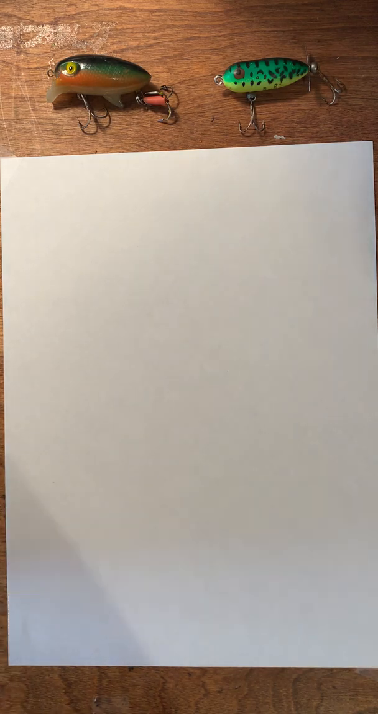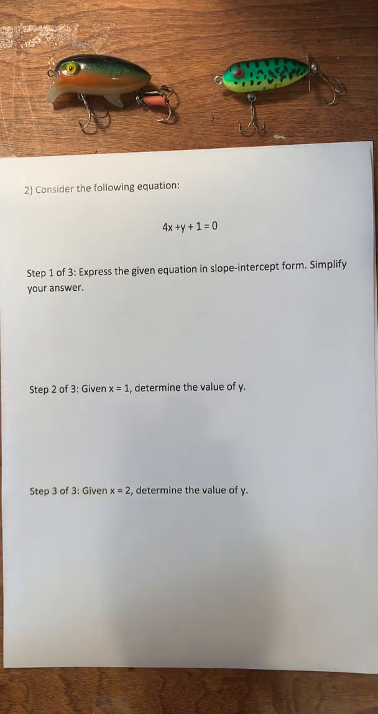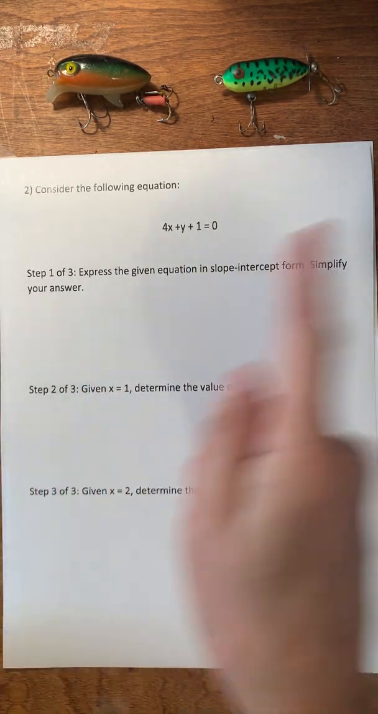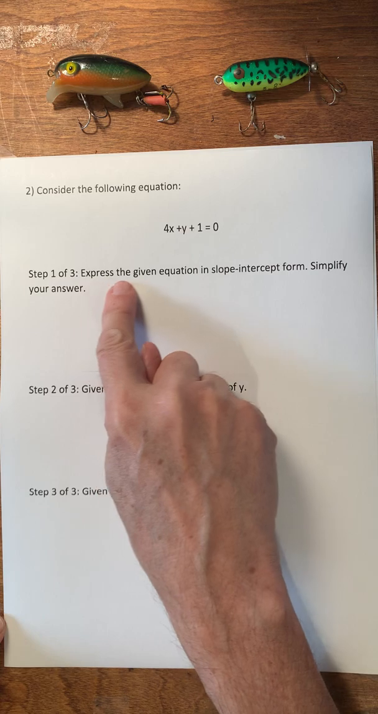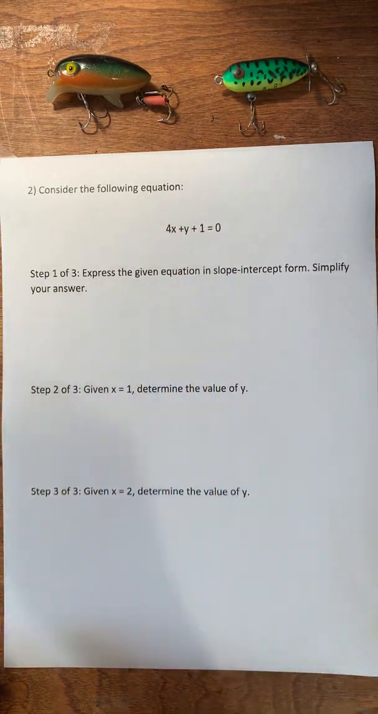All right, problem number 2. It says consider the following equation. There it is. Hey, notice x's and y's. We know this guy is a slanted line. It has both an x and a y-intercept. But that's not what they asked me here. They say express the given equation in the slope-intercept form.